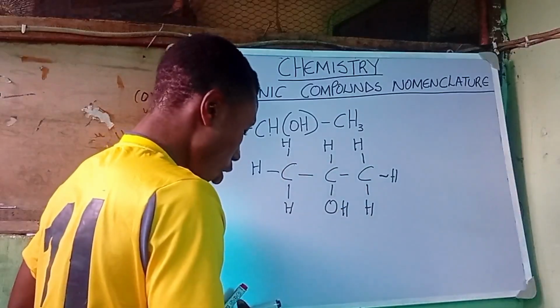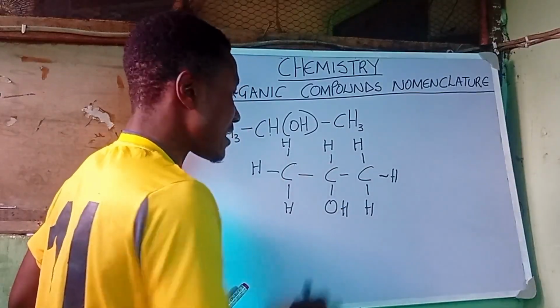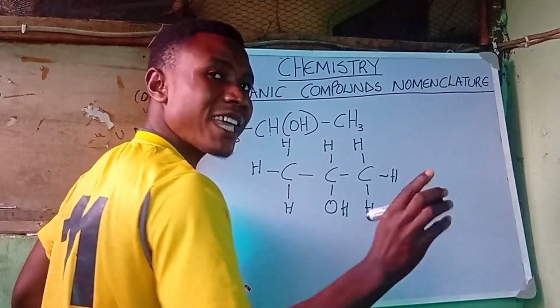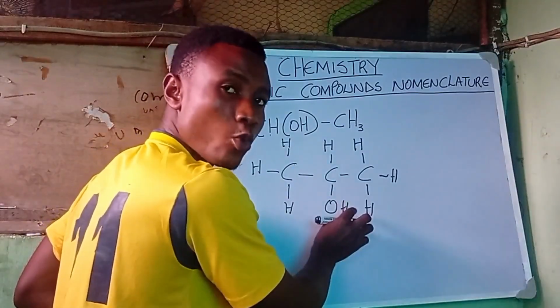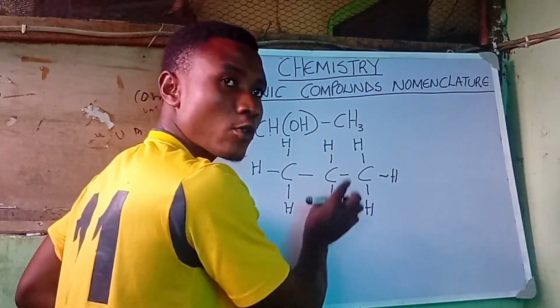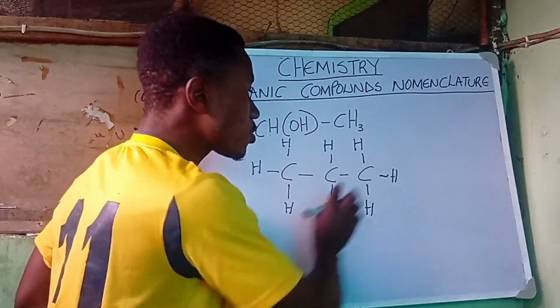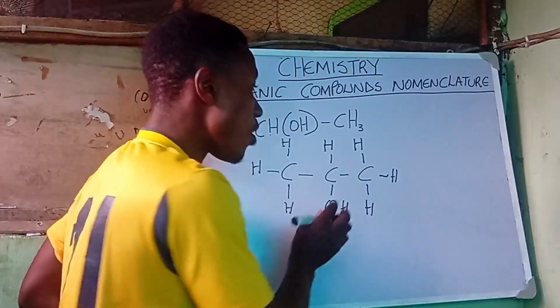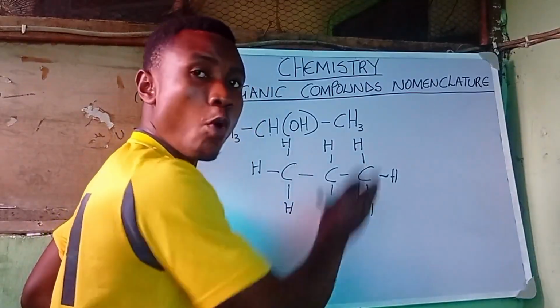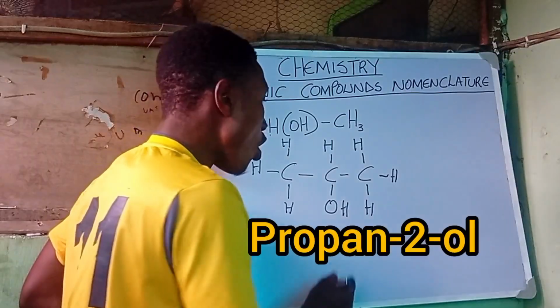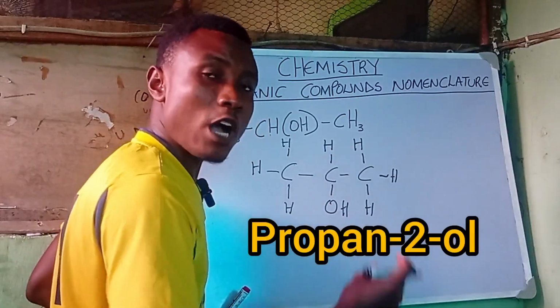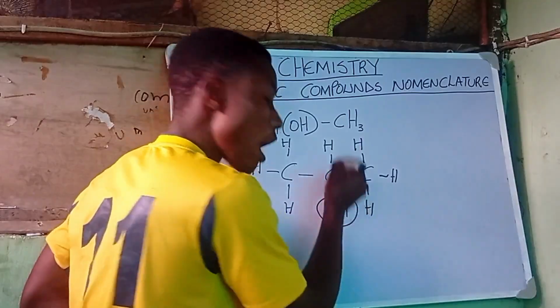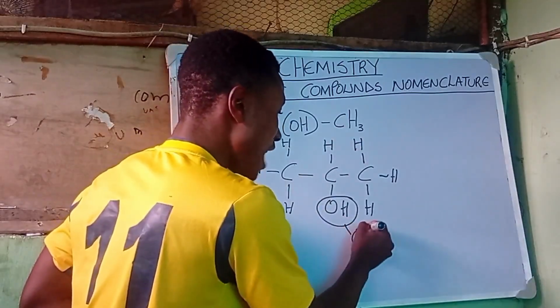Looking at this structure on the board, we find that the OH is found on carbon number 2. So if you want to name this compound, the name of this compound is propan-2-ol. It is propan-2-ol because of the functional group OH, which is alcohol, represented as the -ol.